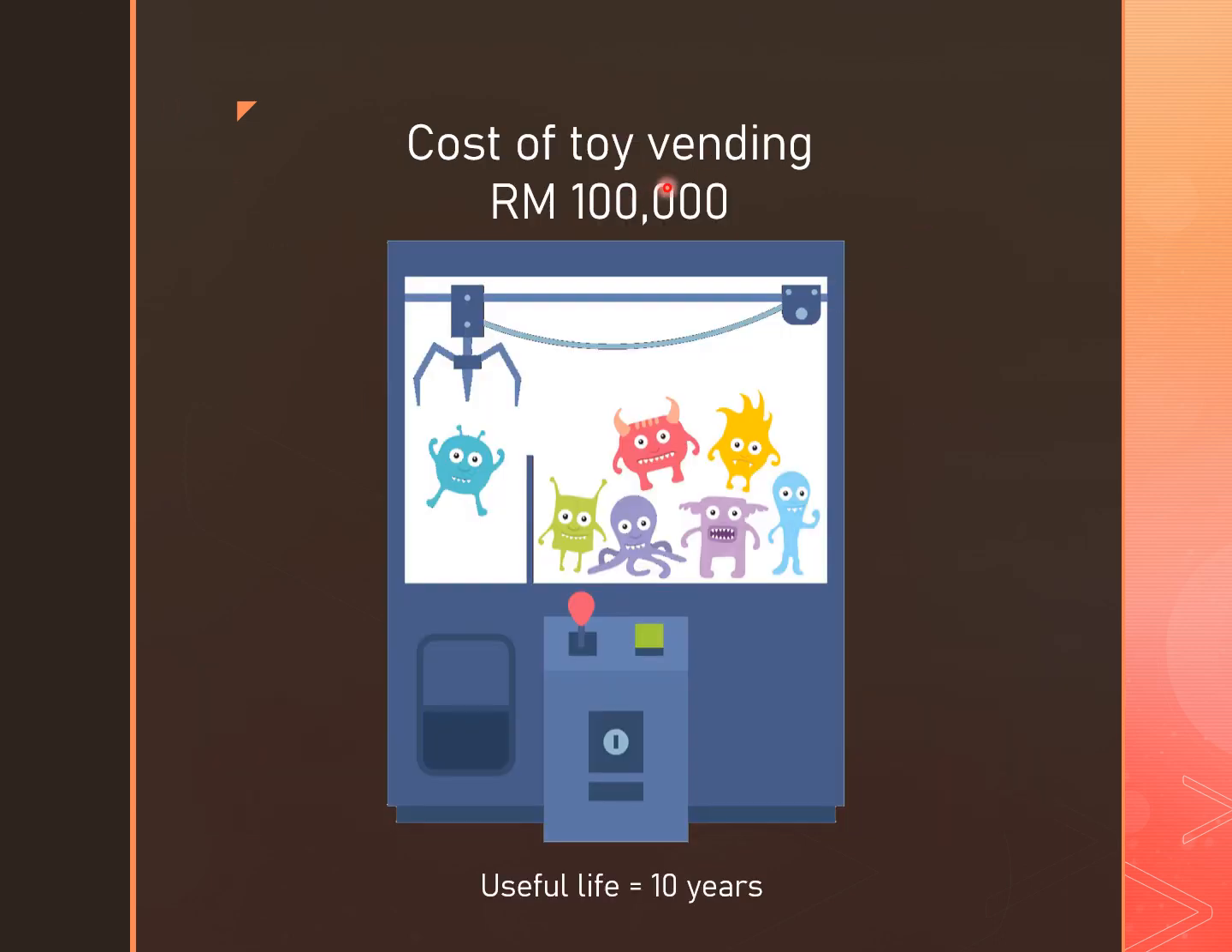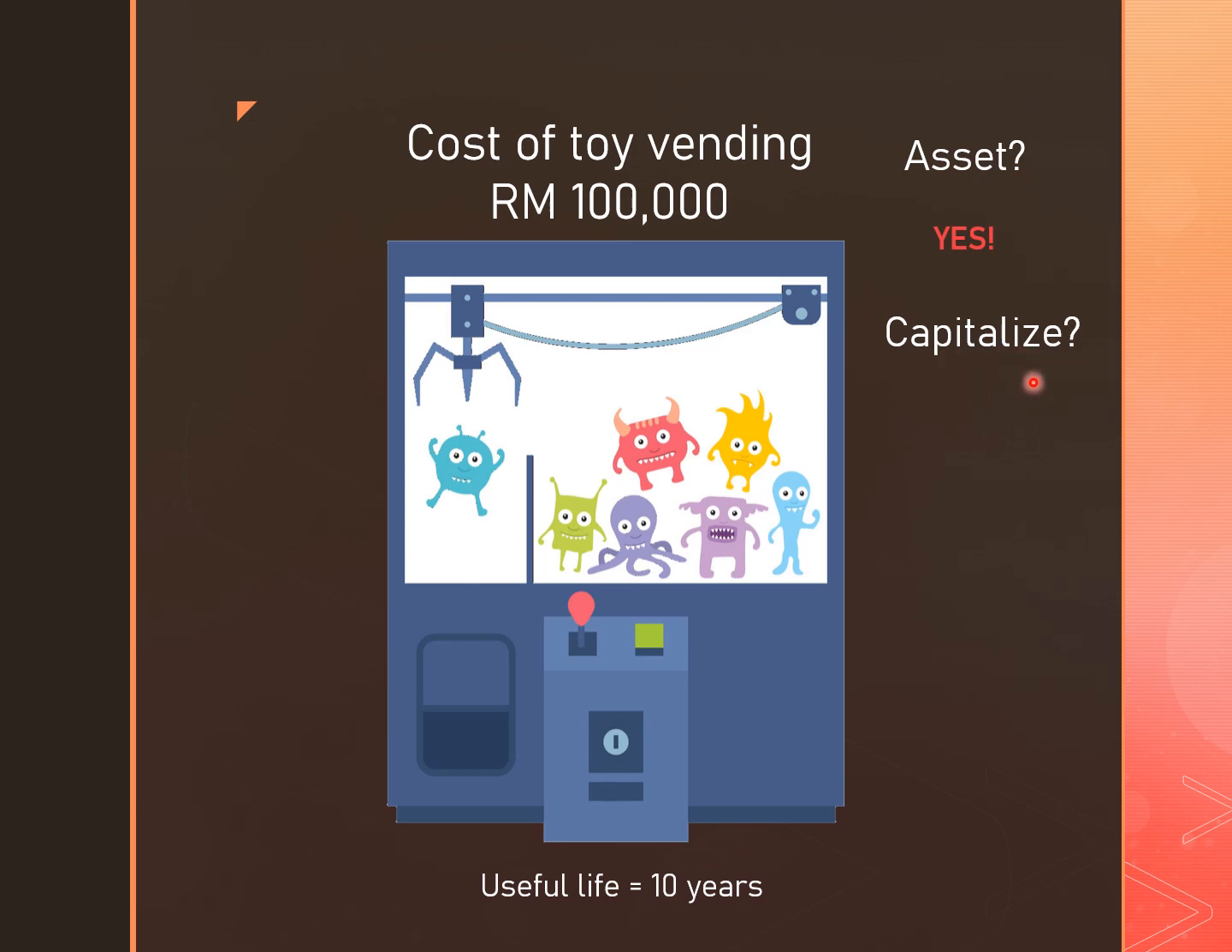So, I ada bagi example kat sini, the cost of toy vending. You guys mesti pernah main benda ni dekat shopping mall, right? Masa I muda-muda dulu, ada juga menang beberapa ekor binatang daripada dalam ni lah, soft toys. So, the cost of toy vending adalah 100,000. The useful life adalah 10 years. So, our question yang pertama adalah, adakah dia asset? So, the answer is yes, it is an asset.